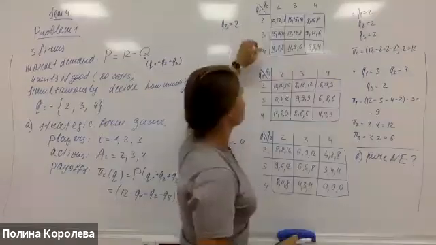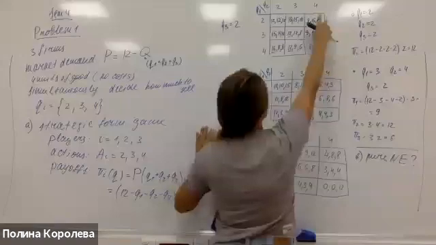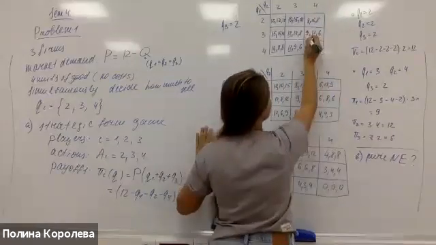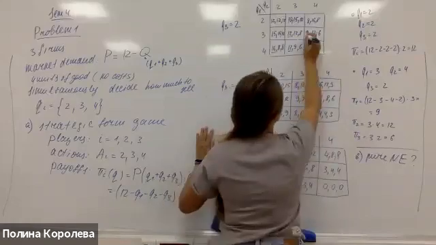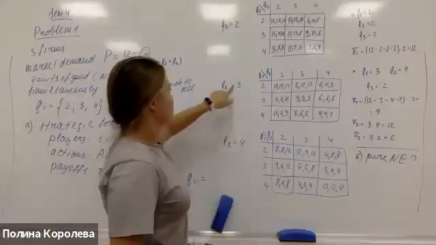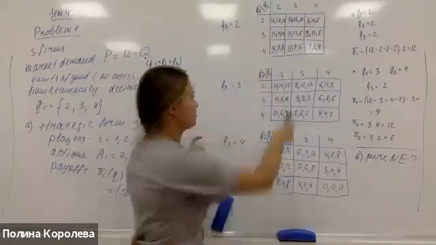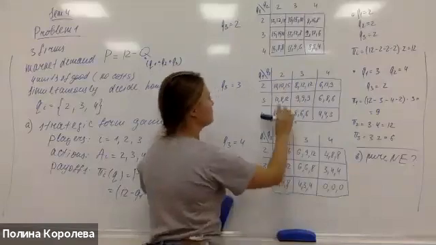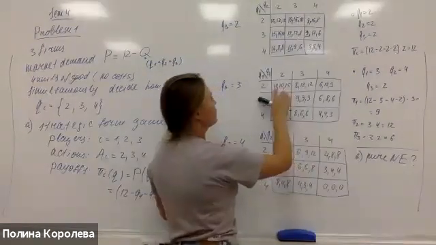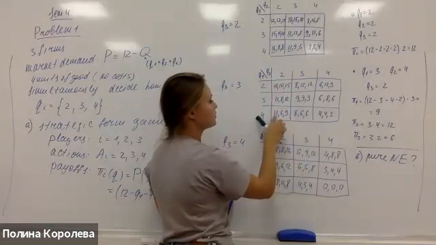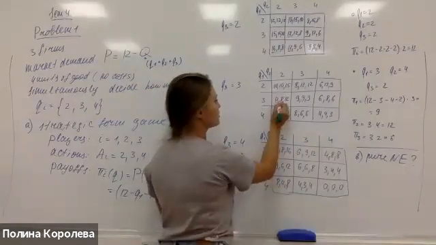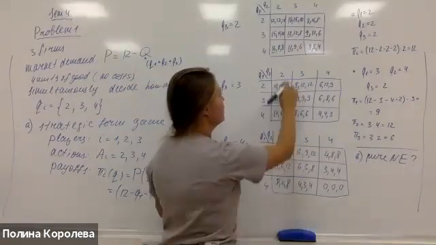Where, yes, 3 or 4. If second plays 4: 8, 9, 8. 9 is better, so mark it. Then, if third player plays 3 and second plays 2, this line. So here, 10, 12, 12. On the first place, the payoff of the first player. 10, 12, 12. 12 is better, so mark it.